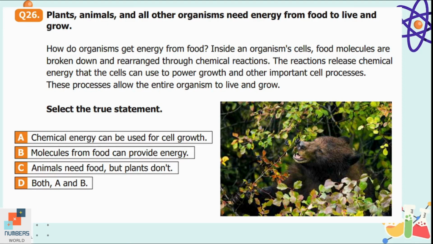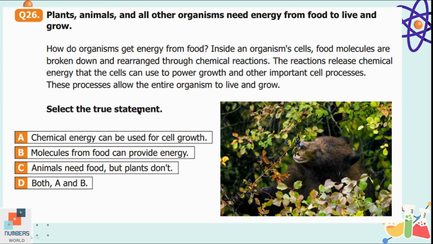Question number 26. Plants, animals, and all other organisms need energy from food to live and grow. How do organisms get energy from food? Inside an organism's cells, food molecules are broken down and rearranged through chemical reactions. The reactions release chemical energy that the cells can use to power growth and other important cell processes. These processes allow the entire organism to live and grow.